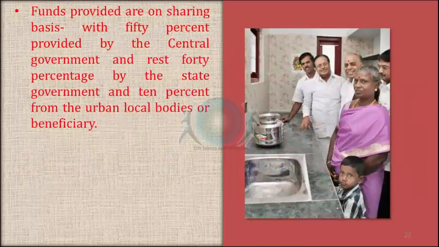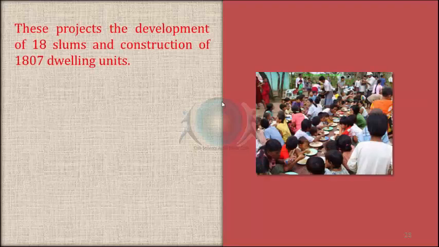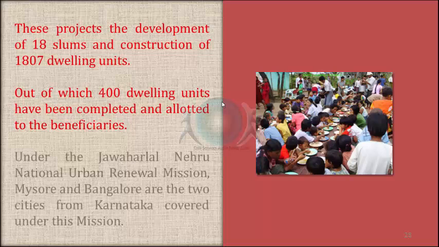Funds have been provided and they are on a sharing basis, with 50% provided by the central government and the rest 40% by the state government, and the 10% from the urban local bodies or the beneficiaries. Currently, a budget of 160 crore rupees has been allotted to the state by the central government for the implementation of two projects. These projects cover the 18 slums and the construction of 1,800 dwelling units for the slum dwellers. Out of this, 400 dwelling units have been completed and allotted to the beneficiaries.